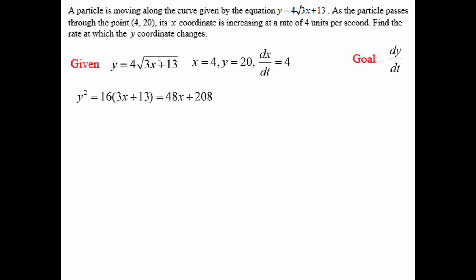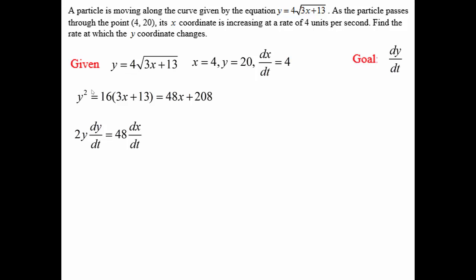So for simplicity, I square both sides just to avoid the radical sign. If you square both sides, you get y squared equals 16 here, and the radical is removed like this. Further simplify, you get this. You can use implicit derivative to find dy/dt.